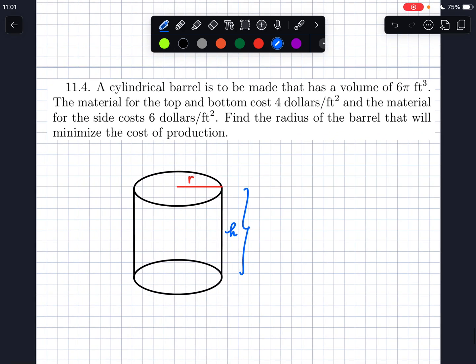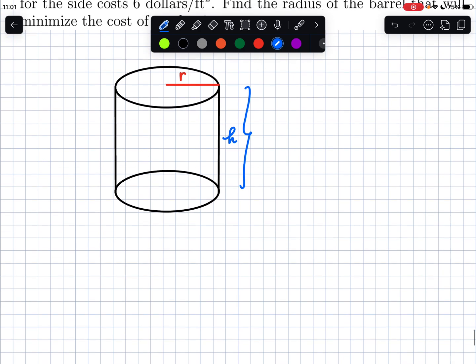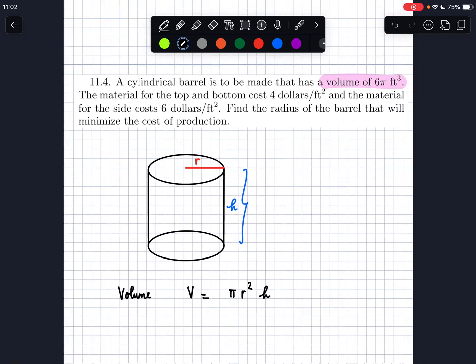Now we have the volume of the barrel. We can compute the volume in terms of radius and height. Let's compute that first. Volume V equal to π r squared times h. This is our volume, and this is 6π.